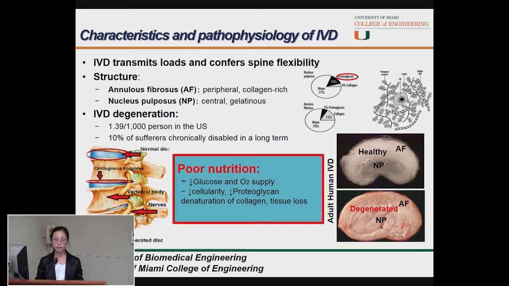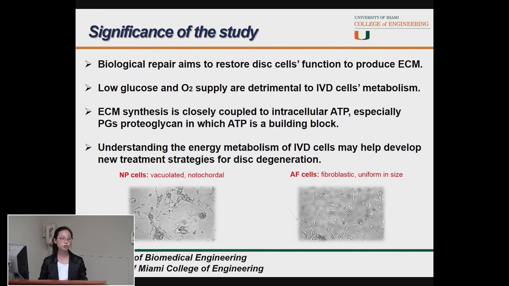And subsequent loss of dehydration and tissue loss lead to the stiffness of IVD. Because of that, the biological repair of IVD aims to restore the IVD cells' ability to reproduce their extracellular matrix components, mainly proteoglycan, as this protein can absorb water and pressurize in response to pressure.